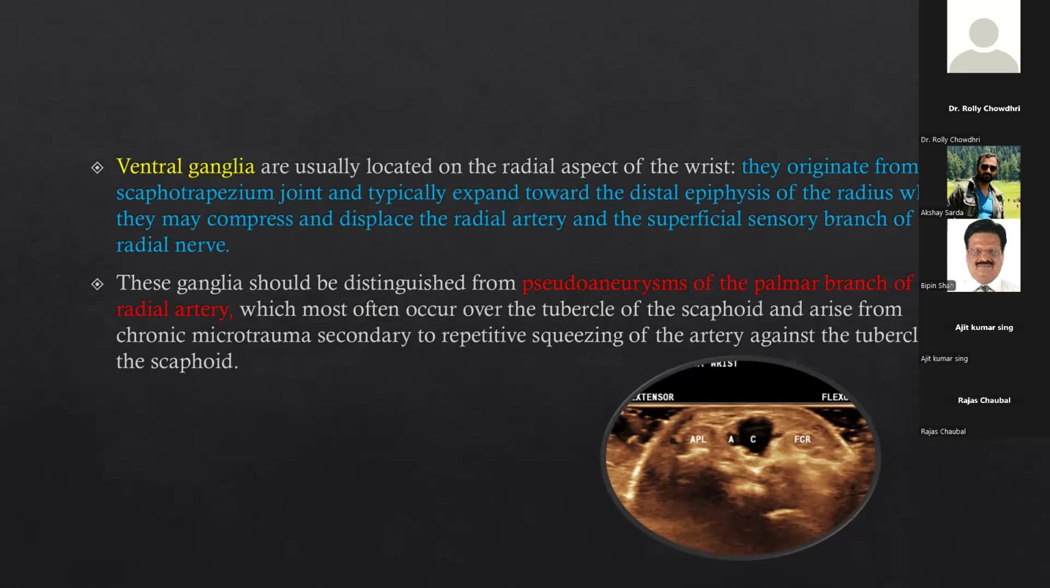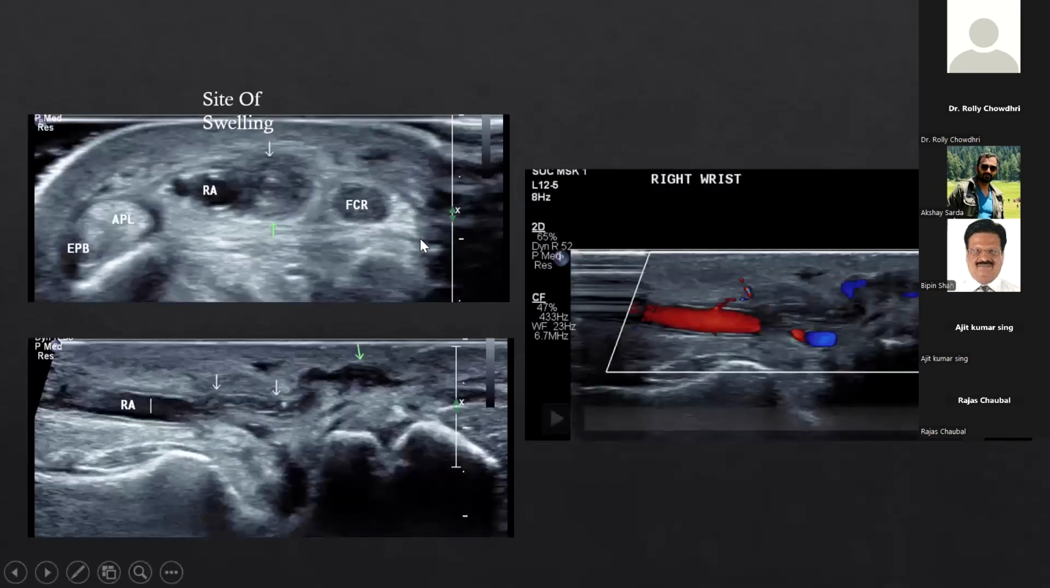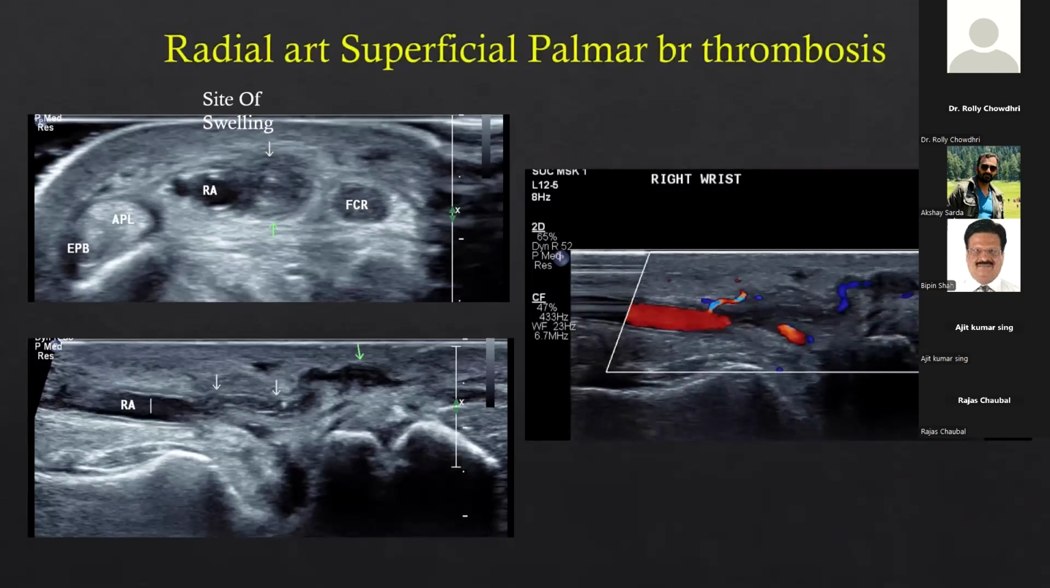We have to make sure that they are distinguished from pseudoaneurysms of the radial artery, which are common because of microtrauma or friction or squeezing of the artery against the tubercle of the scaphoid. So this is a case with a similar structure right next to the artery between the FCR and first compartment tendons, but it is not cystic and not anechoic. It's a hypoechoic structure in continuation with the radial artery. So it's a pathology related to the radial artery: a thrombosis of the palmar branch of the radial artery.